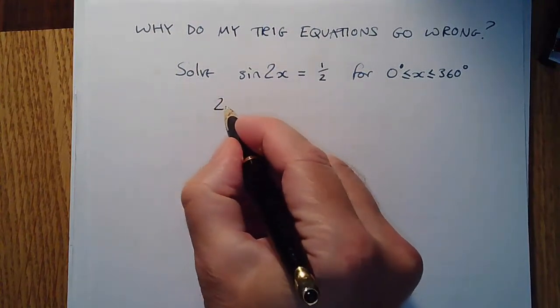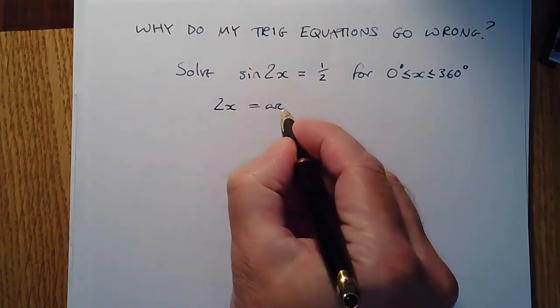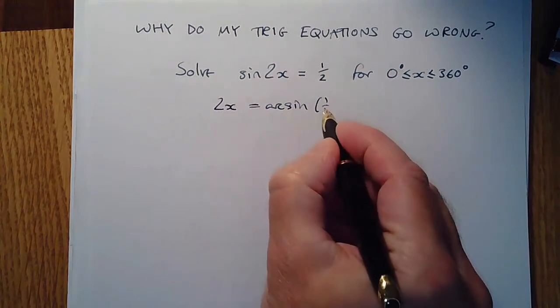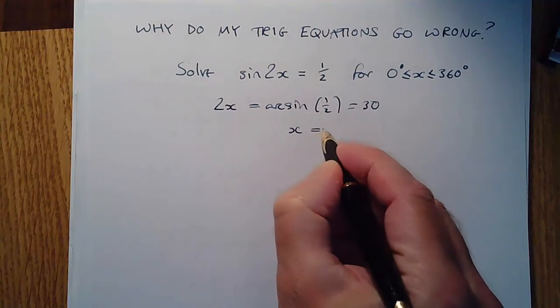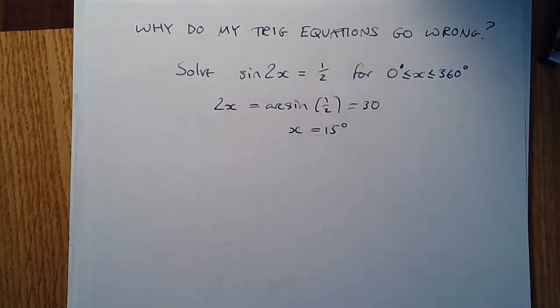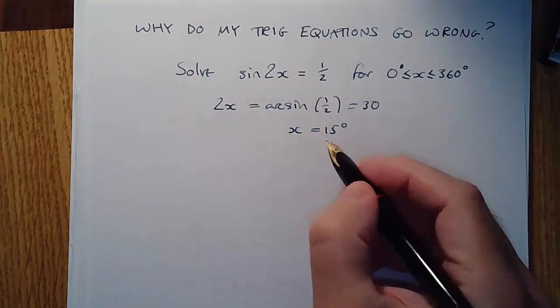So they think, oh, 2x could be arc sine of a half, which is 30 degrees. So they think x is 15 degrees. If you've worked out a value of 2x, it's psychologically very hard to resist going on and finding out what x is. Now, we haven't done anything wrong yet. This is a valid solution.